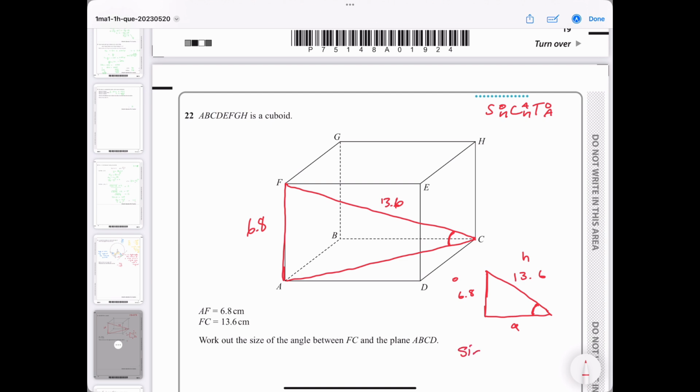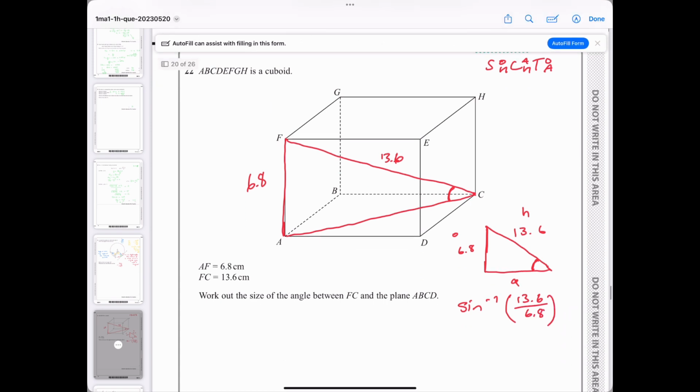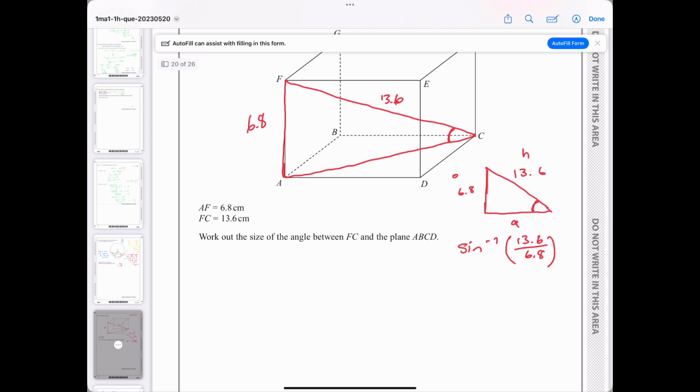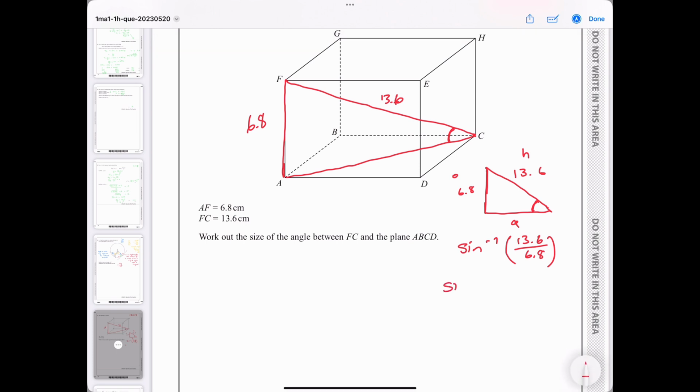So sine to the minus 1 of 13.6 over 6.8. Now, you're all going, or at least somebody will be going, but we don't know what that is. But if you notice, 6.8 times 2 is 13.6. Sorry, let me swap those around. It's opposite over hypotenuse. So it's 6.8 over 13.6. So that's 1 over 2.